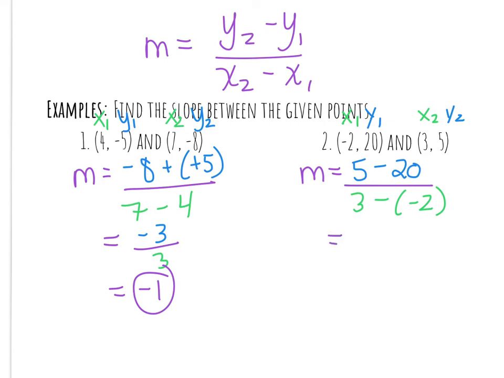5 minus 20 is -15. 3 minus -2 is the same as 3 plus 2, which is 5. -15 divided by 5 is -3. So the slope of this line is -3. Try the next two at the bottom of your page.